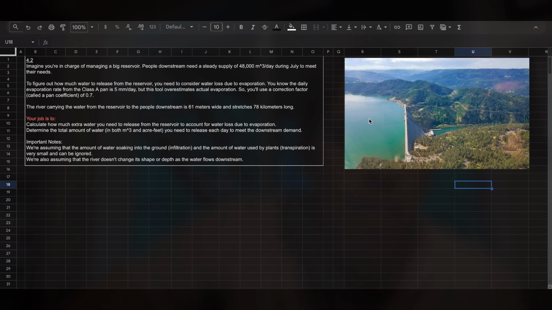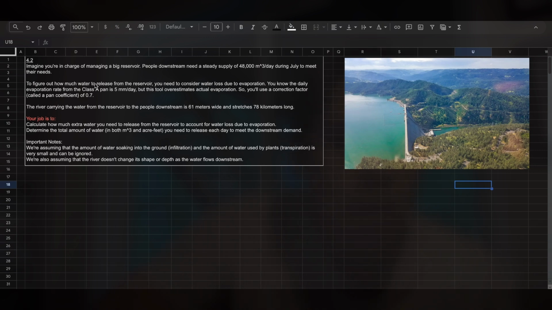So we have the reservoir here. I have an image that will represent this problem. We have a reservoir, you're in charge of it, and how much water you need to release, because farther down, it's needed 48,000 cubic meters per day of water.